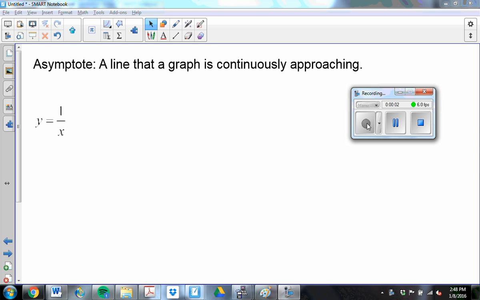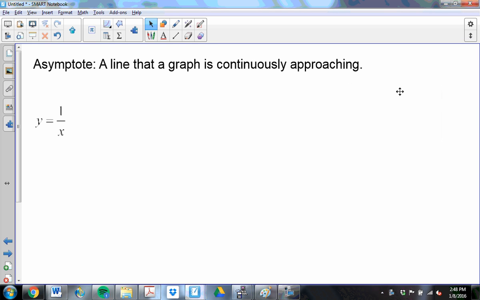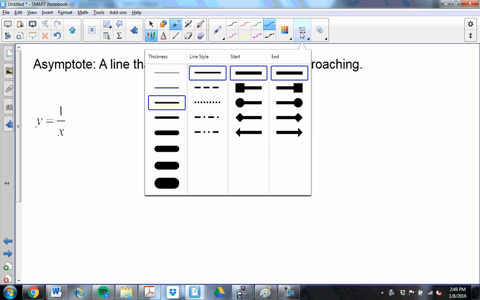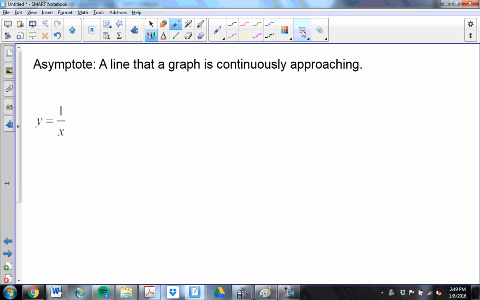This will be a very brief video discussing asymptotes, something that's usually introduced at an earlier time in the year, but wasn't for this class. An asymptote is a line that your graph is continuously approaching, meaning it's always getting closer to, but it doesn't actually touch, at least not in the extremes.